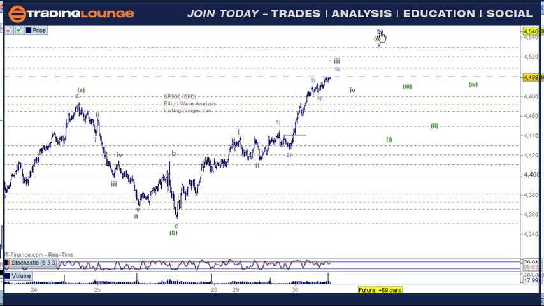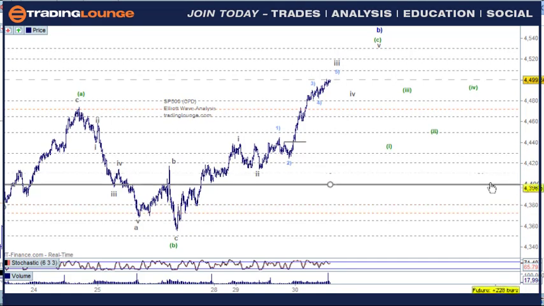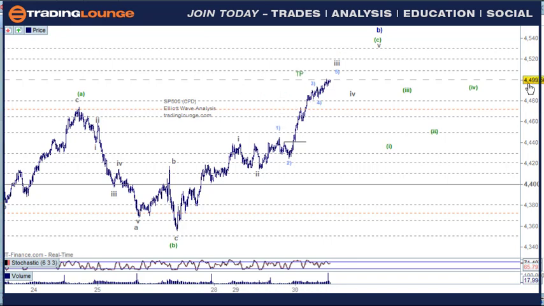So we don't know if that's a B wave. We're just putting it there for the time being. So if you were long here, then taking some money off at the 4,500 would be acceptable. There will be a wave four to come into play as well. Oh, actually, that's not right either. That's better. Sorry about that.